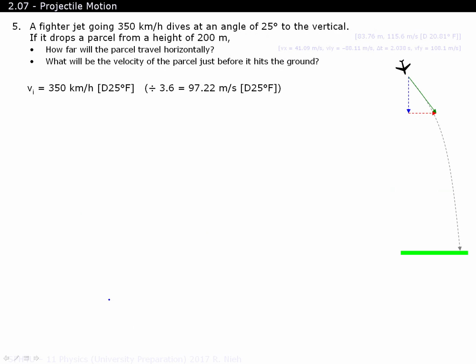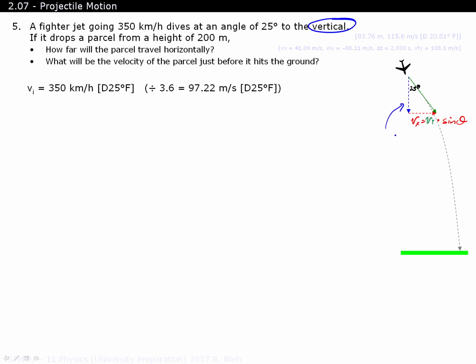So a fighter jet is going 350 kilometers per hour, and it dives at an angle of 25 degrees, but this time around it's to the vertical. So just keep in mind that the angle in this problem is measured this way. What that tells us is that our Vx is going to be equal to our Vi times the sine of theta. I know it's very tempting to say that Vx is equal to Vi times cosine of theta, but really the choice between sine and cosine is based upon your diagram.